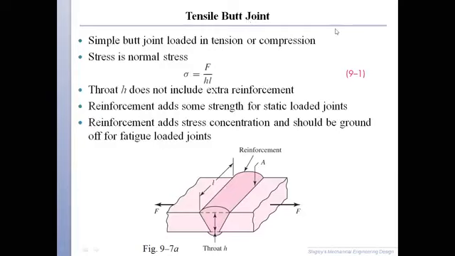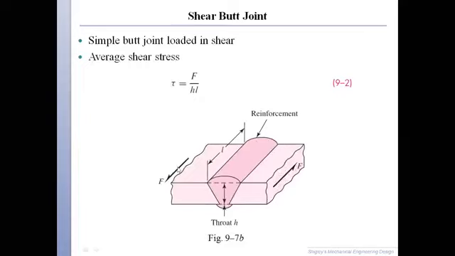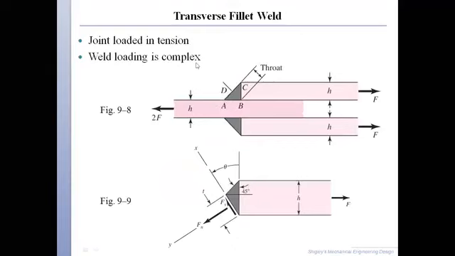So this was our normal stress. We can take the shear as well. That means if we change the direction of this force, again what will be the average shear stress in this case? F over HL. Where H is this and L is this. And again the reinforcement is going to add strength to it, but we are not including it in the calculation because we are talking about the minimum throat height.